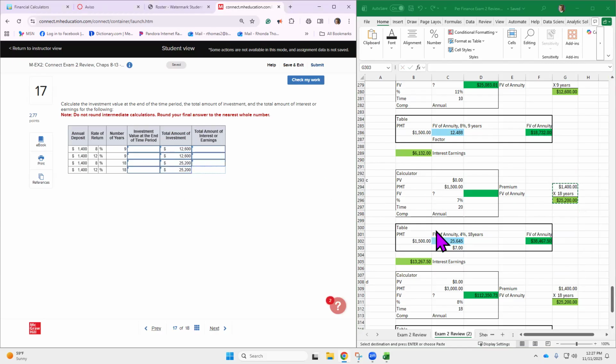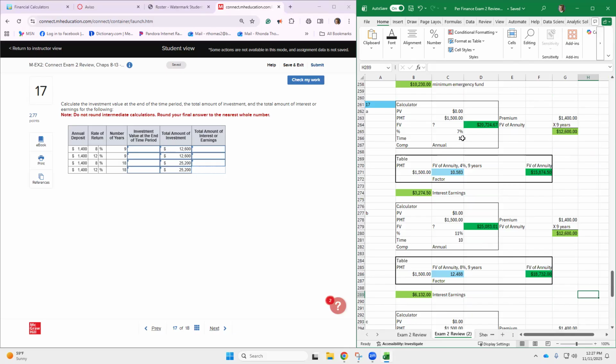Now we need to plug this into the time value of money calculator. So I'm going to go up here. My first one is a payment of $1,400 at 8% for 9 years, and I'm going to find the future value of an annuity.